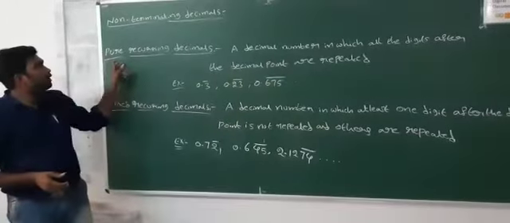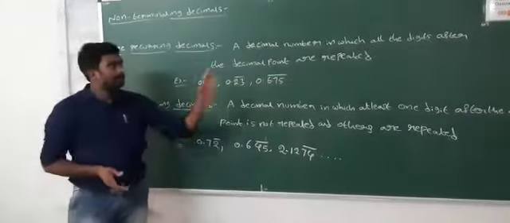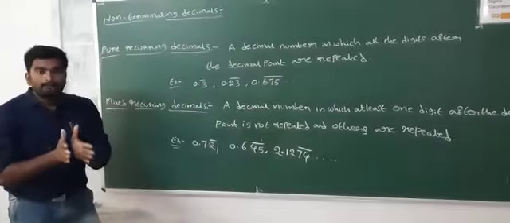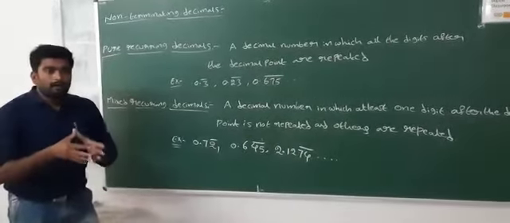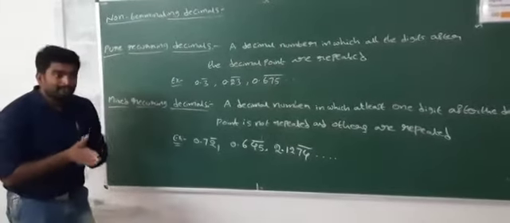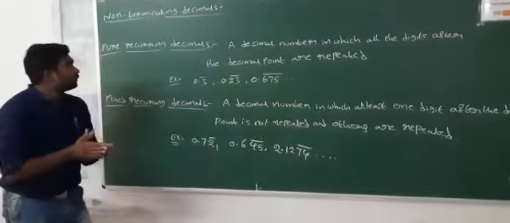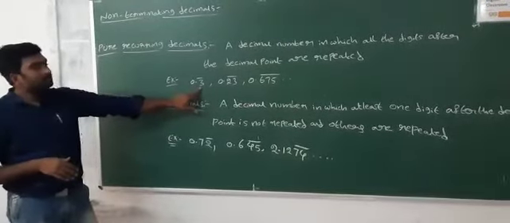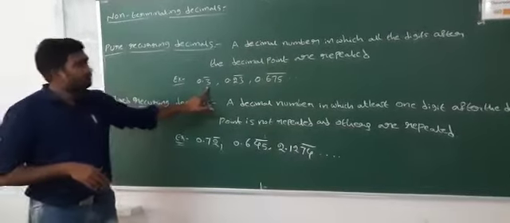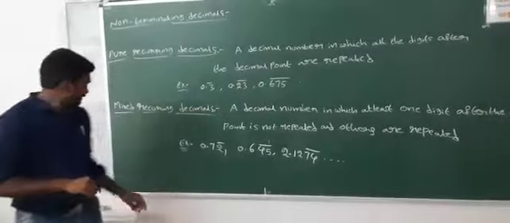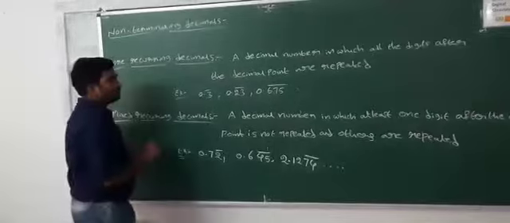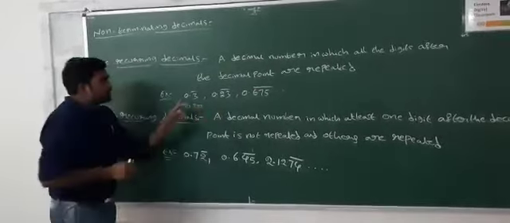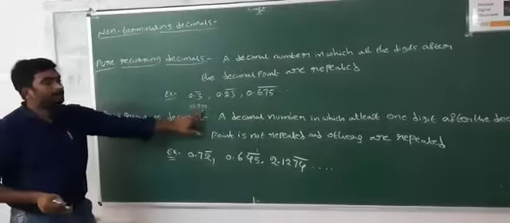First of all, pure recurring decimals. That means a decimal number in which all the digits after the decimal point are repeated. That type of decimal is called a pure recurring decimal. For example, 0.3 bar. That means 0.3333 and so on. Only 3 is repeating.